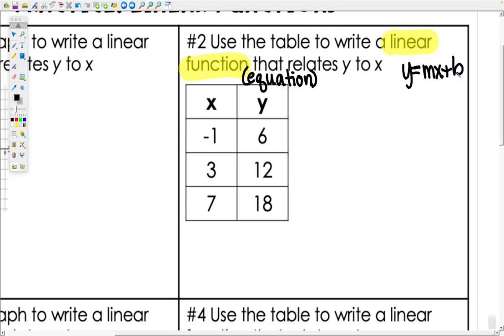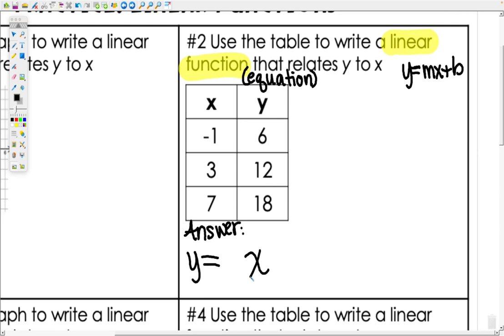So that means in my answer, come down here, because I'm going to write my answer down here, and we're just going to jump ahead to that. My answer is going to have a y, an equal sign, and it's going to have an x. We're not going to put the m and the b in place until we know what they are. You understand? Can't make sure you're paying attention.